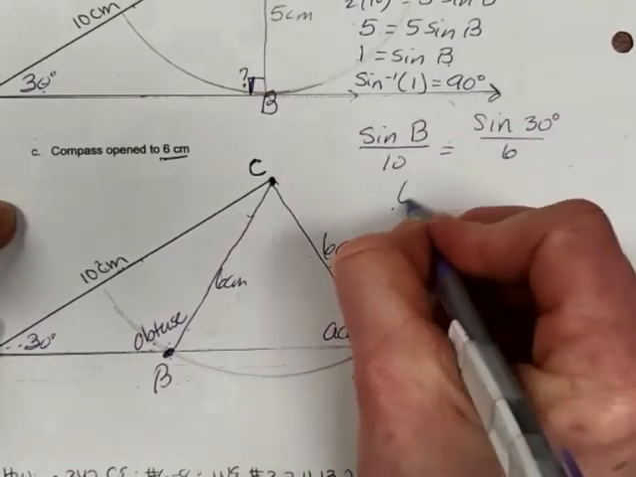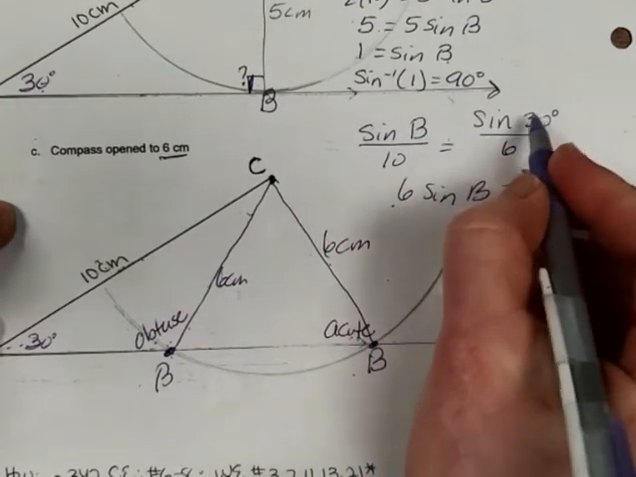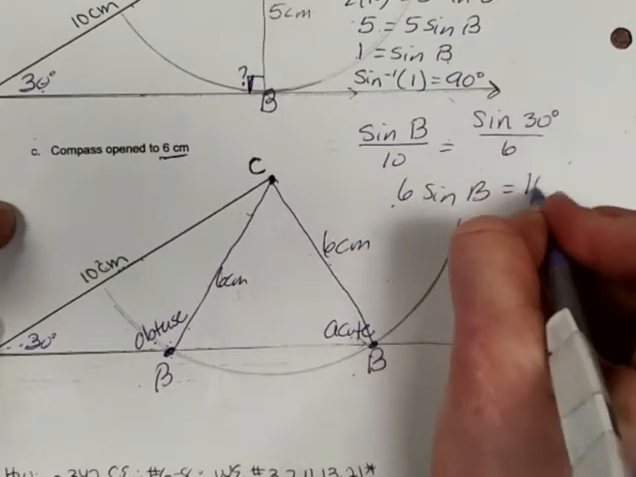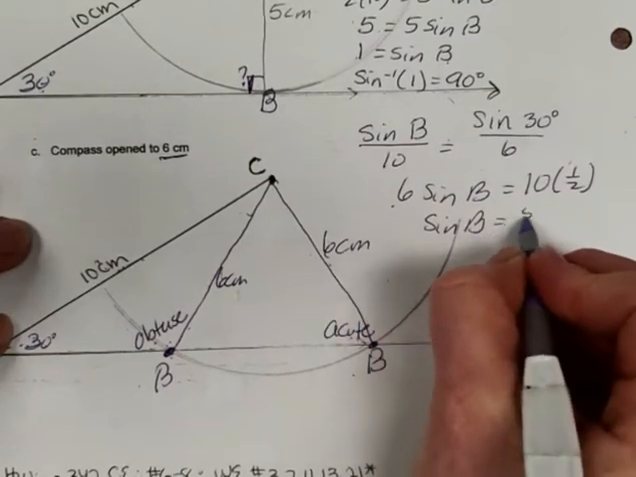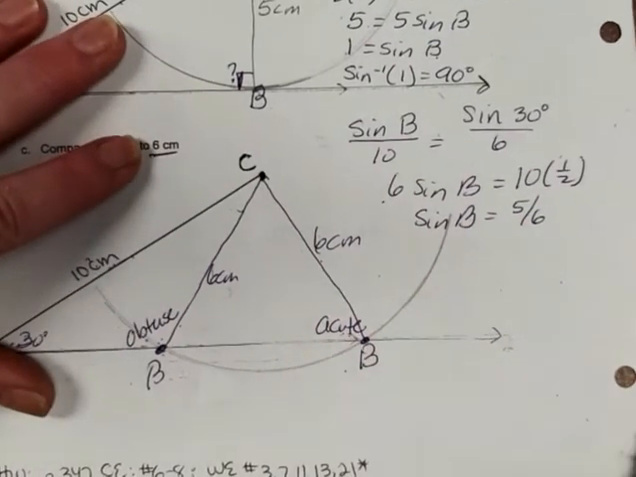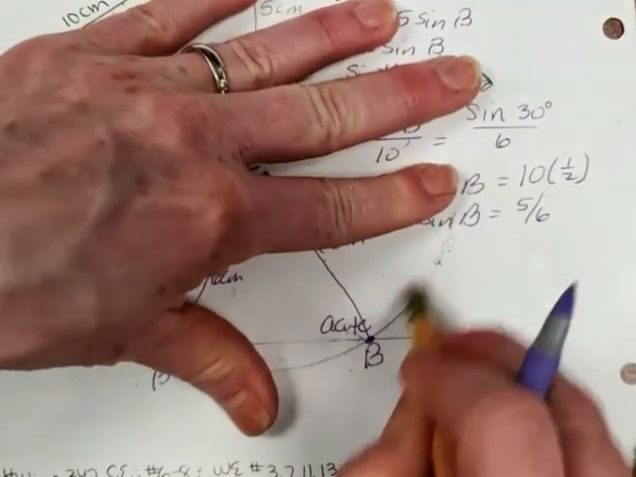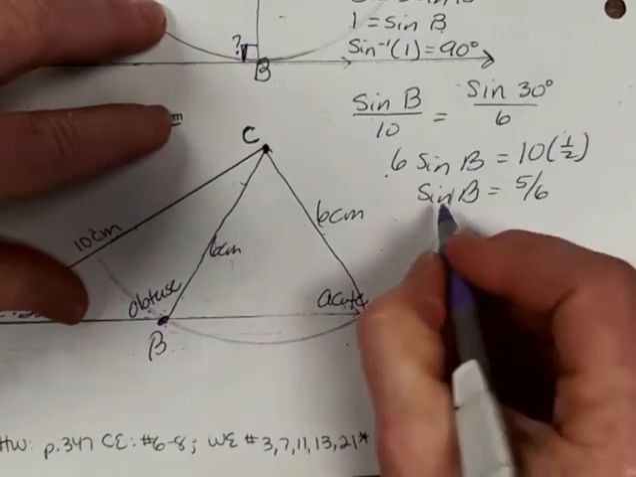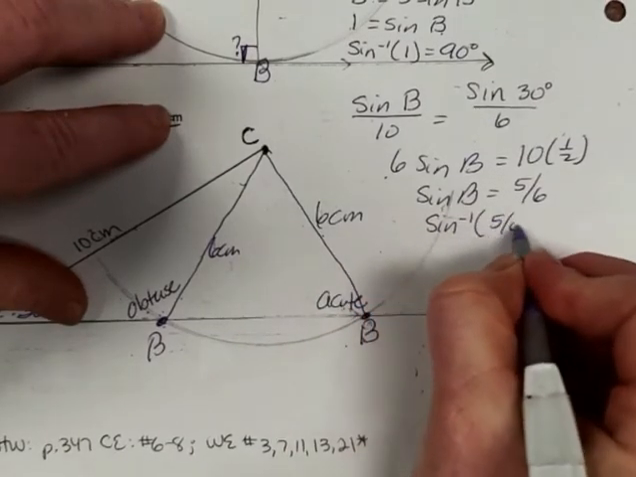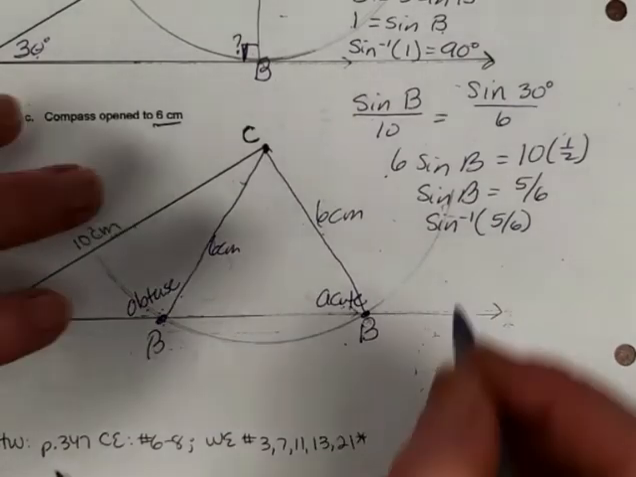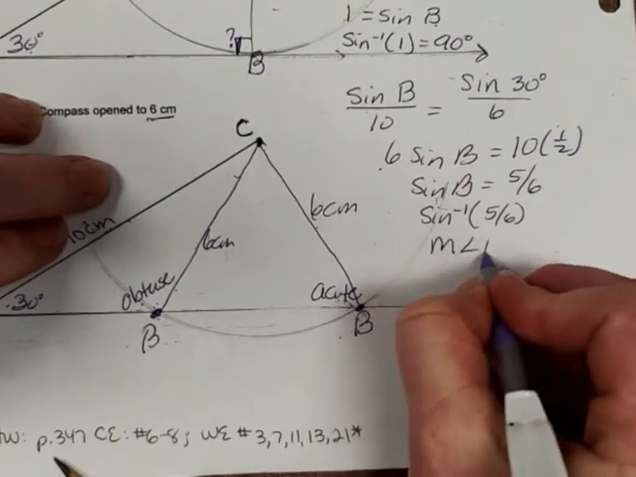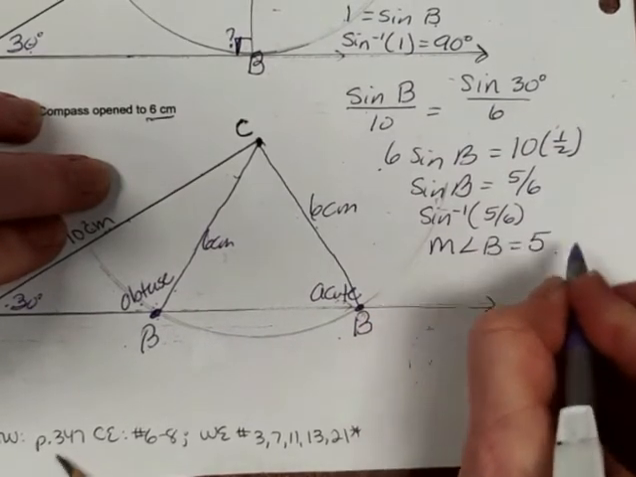Either way, I'm going to have 6 times the sine of angle B equals 10 times the sine of 30, which is 10 times 1/2. So that'll give me the sine of angle B is equal to 5/6. And to find out what angle measure has that sine value, I do the sine inverse of 5/6. And if you do the sine inverse of 5/6, you will get 56.4 degrees. So the measure of angle B could be 56.4 degrees.